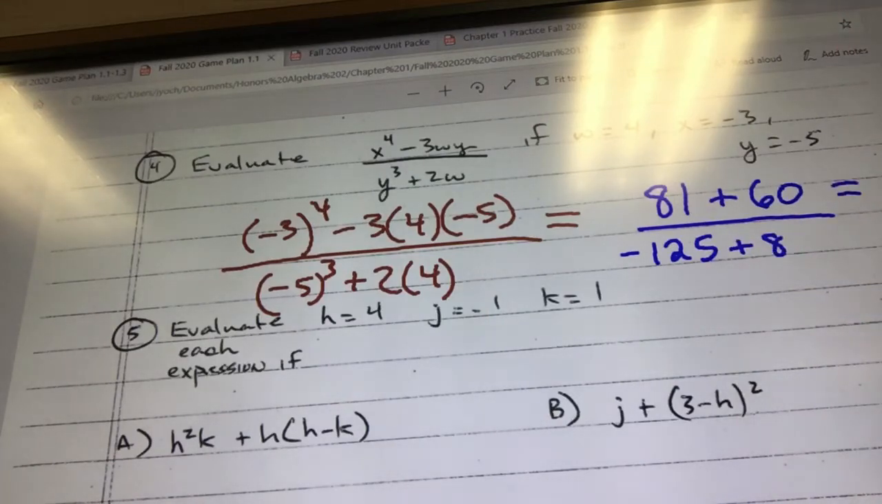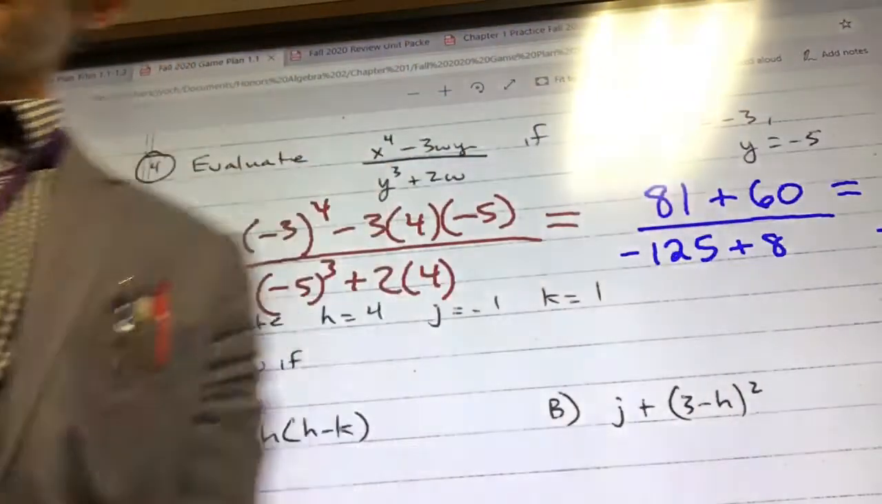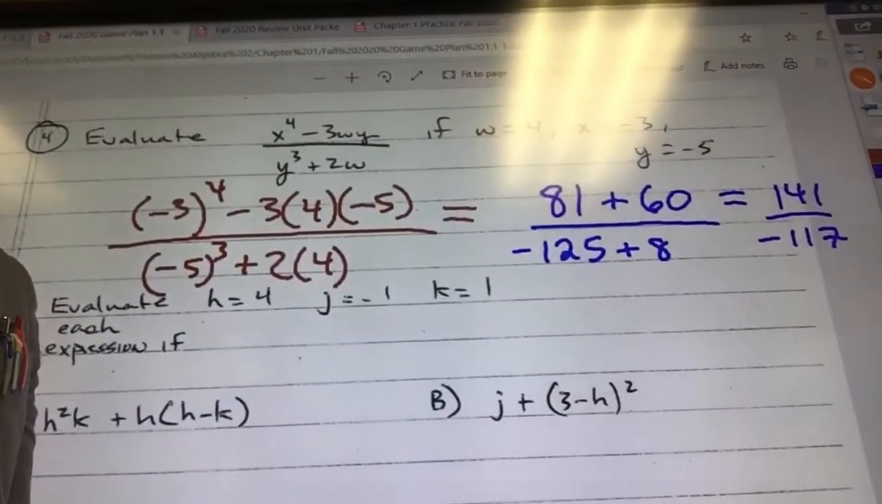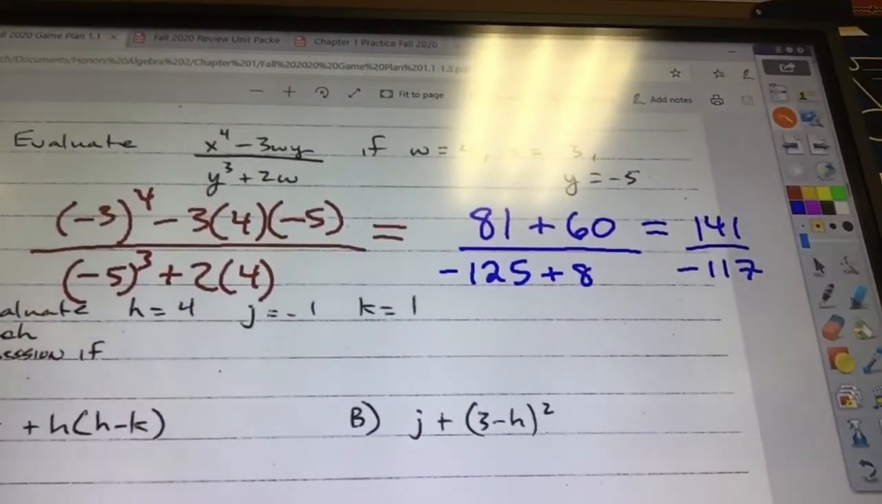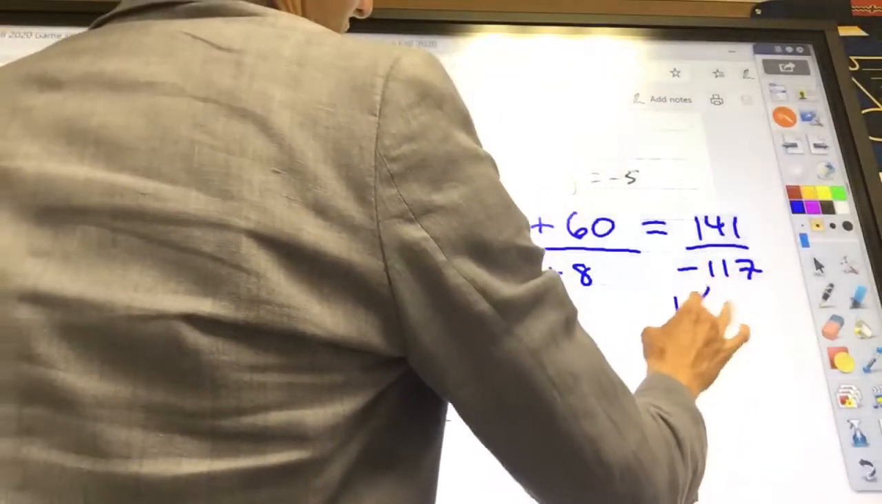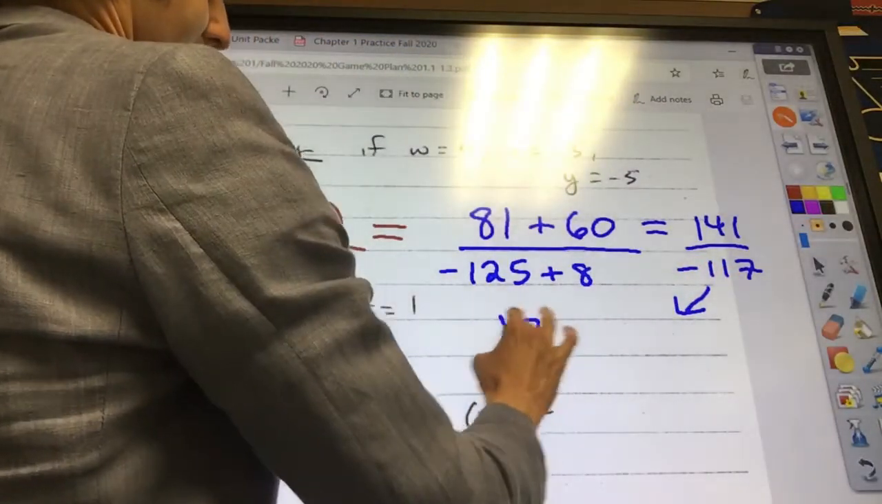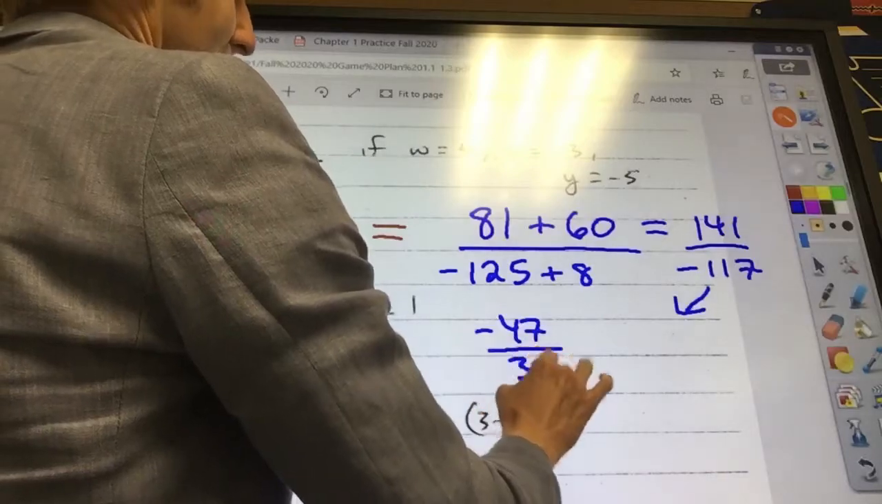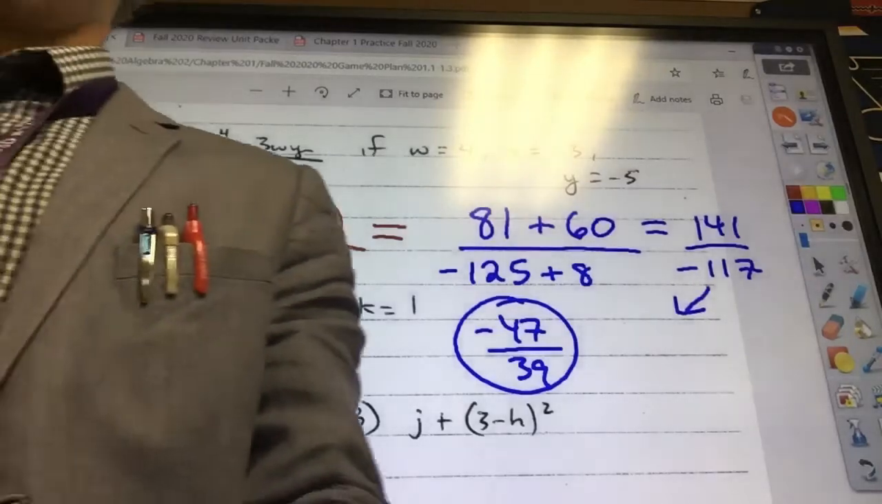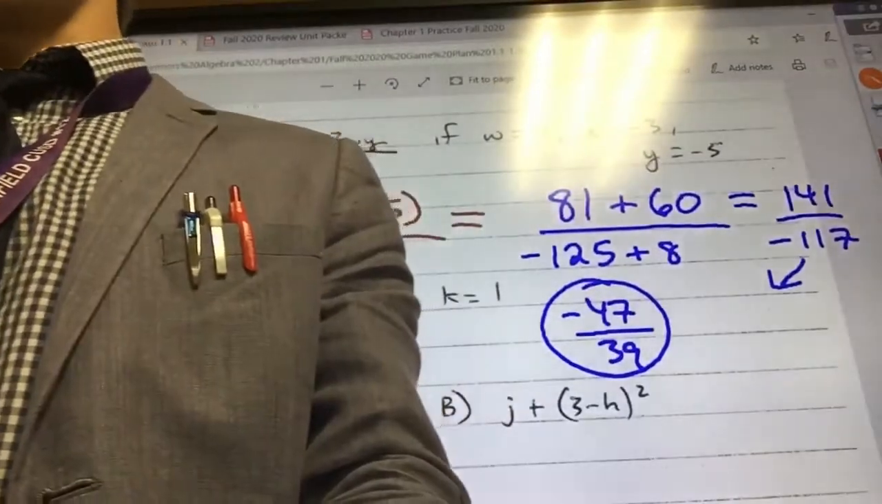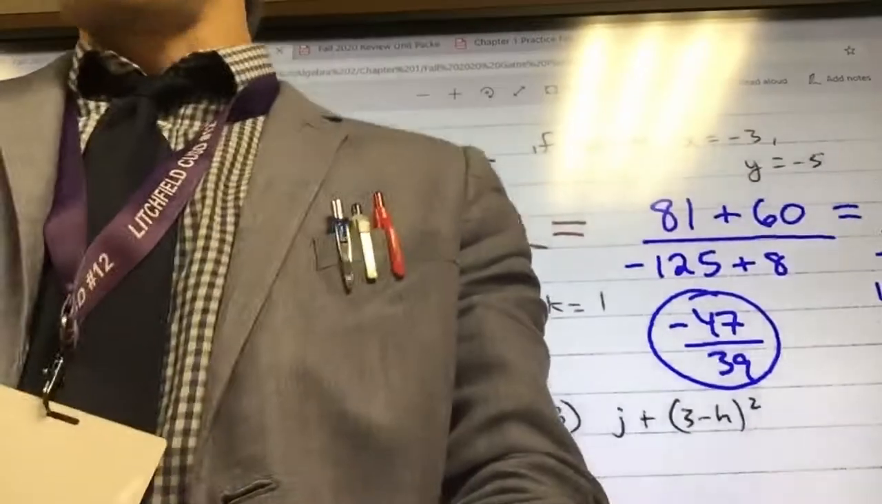Ugh. 141 over a -117. There you go, 141 divided by -117. I am going to move this down. You can actually divide them all by 3. Put the negative on the top. All right. Don't like negatives in the denominator. That's a fine answer. It's a decimal, but you will have rounded it. So let's keep it as it is. All right, moving on here.